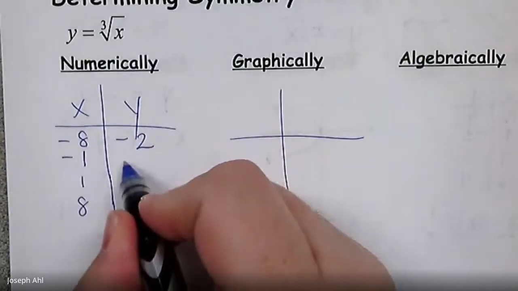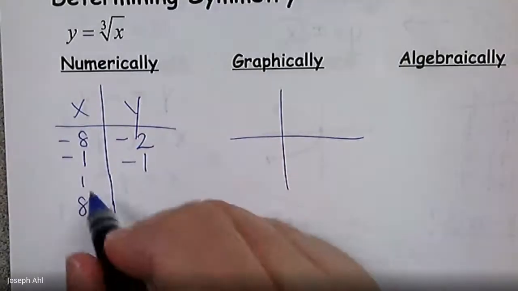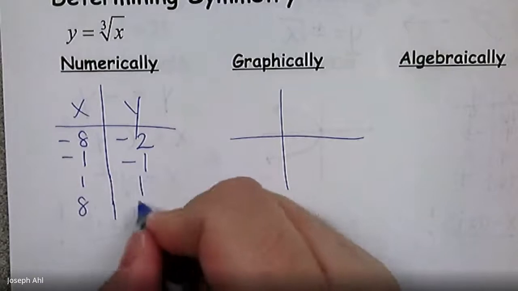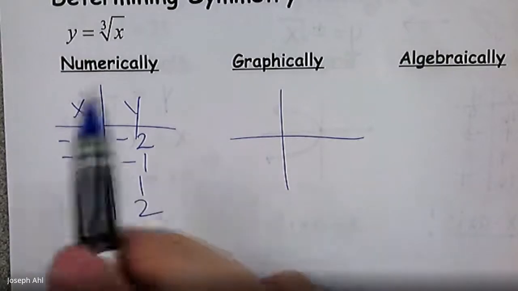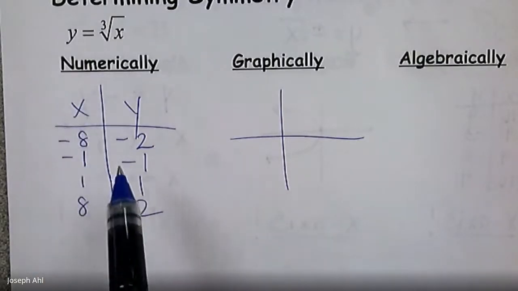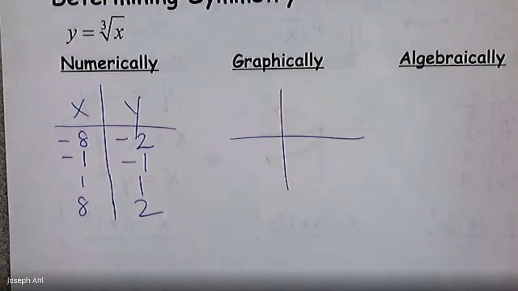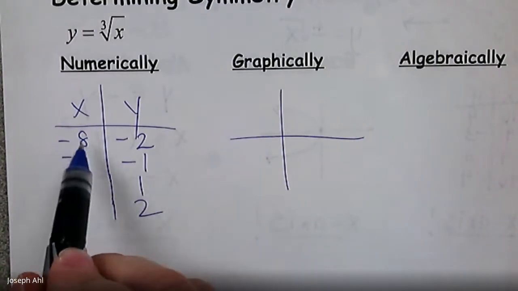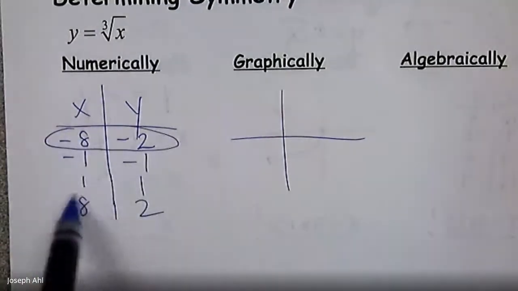All right, cube root of -1 is -1. The cube root of 1 is 1, and the cube root of 8 is 2. Remember, you can take cube roots of negatives, because a negative times itself an odd number of times is okay. All right, let's compare these pairs right here.